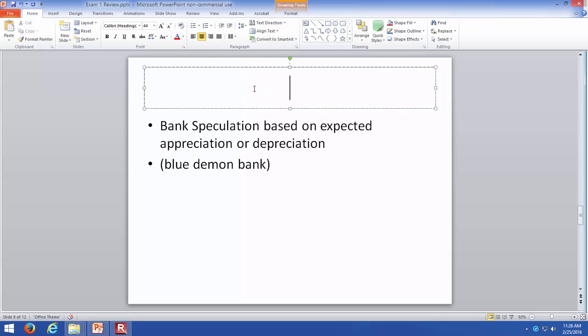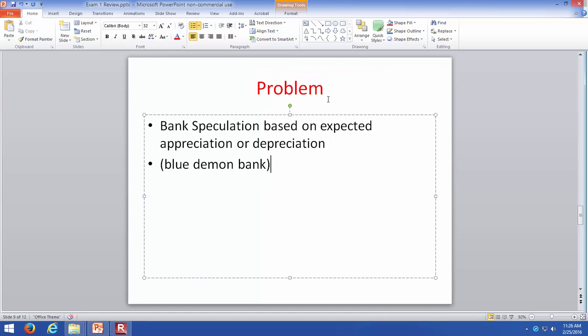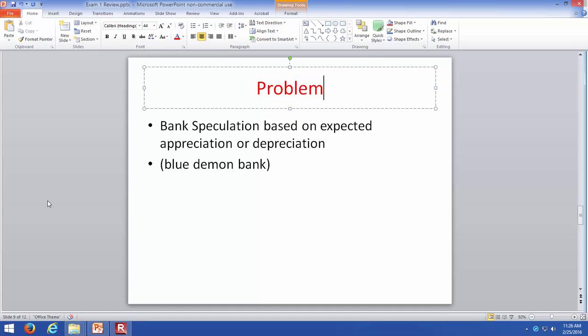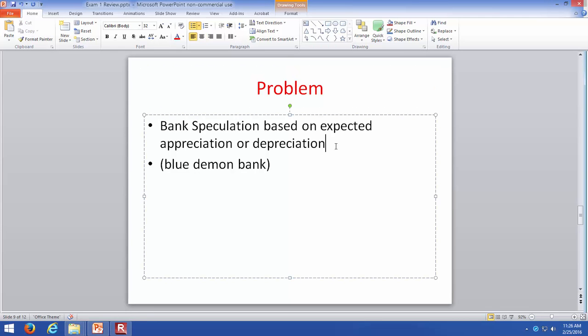Now, the last thing is chapter 4, the last part. You can expect a problem from here, something like a 12-point problem. And I think we looked at two examples. And we talked about bank speculation based on expected appreciation or depreciation. So here, let's say you expect the euro to depreciate. What is your strategy so that you can profit from that? And the basic idea here is that if you expect the euro to depreciate, you want to borrow the euro.